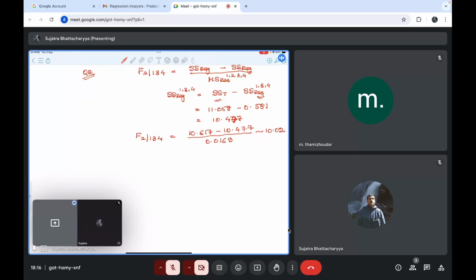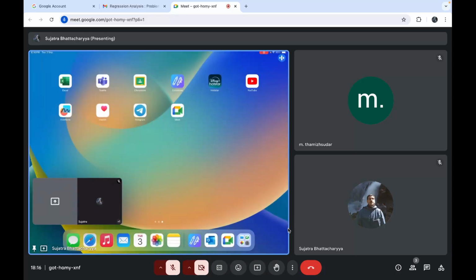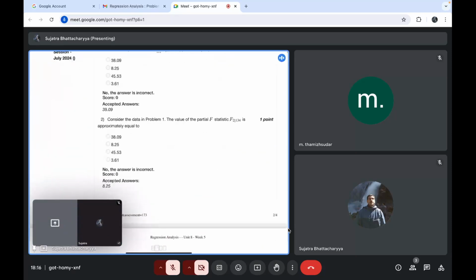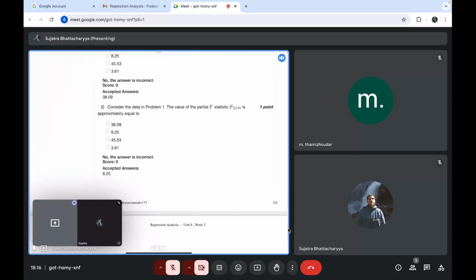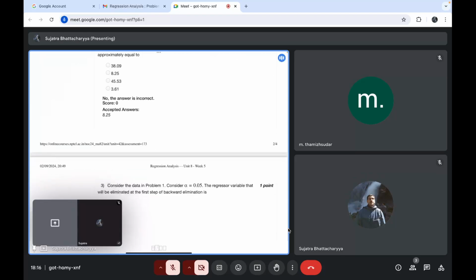So none of the options actually matches, but I am getting it more close to, let's see, yeah, 8.25, because 3.61 is very far, 45.33 is no chance, 38.09 no chance. So 8.25 is the closest answer. Okay, so it is already given in the question approximately equal to, it comes out to be 8.25. Okay, so this is the second question, which is done.